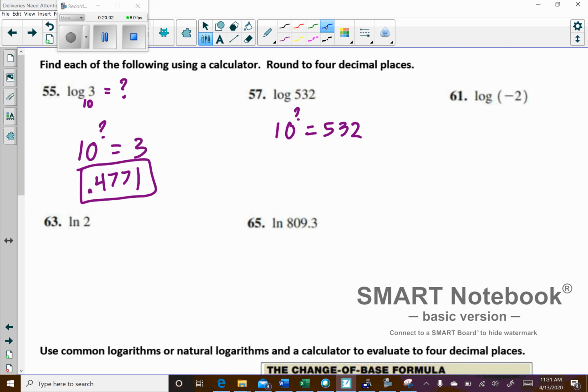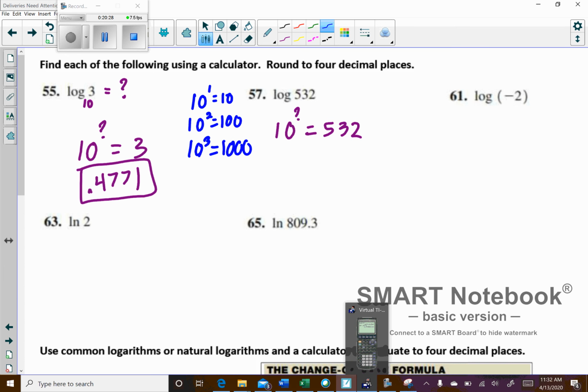Okay, and so the way you could figure that out if you were taking the SATs is 10 to the power of 1, well, that's 10. 10 to the power of 2, that's 100. 10 to the power of 3, that's going to be 1,000. Okay, so I'm looking for what gives me 532. So my answer has to be somewhere between 2 and 3.